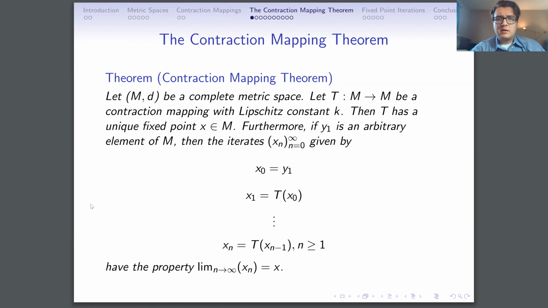Now we can start walking through our proof of the contraction mapping theorem. Formally, the theorem says: suppose you have a complete metric space and a contraction mapping T with Lipschitz constant k. Then T has a unique fixed point in your set; let's say this fixed point is x. Furthermore, if y1 is any arbitrary element of your set M, then the iterates given by the sequence where x0 is equal to y1, x1 is equal to T of y1, x2 is equal to T of T of y1, and so on until you get to x sub n, have the property that this sequence converges to your fixed point x.